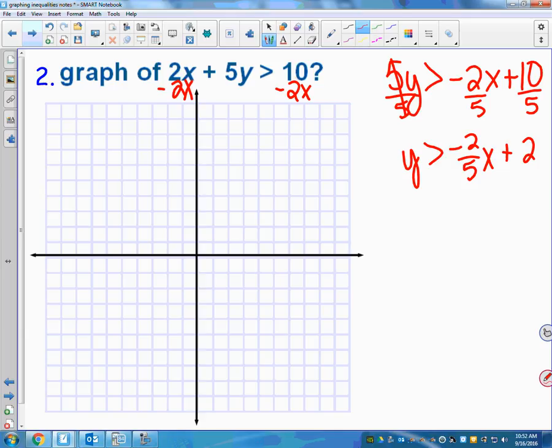Colton, what's your question? Well, what happened to your 2x? Why did it change from a 2x to a 1x?